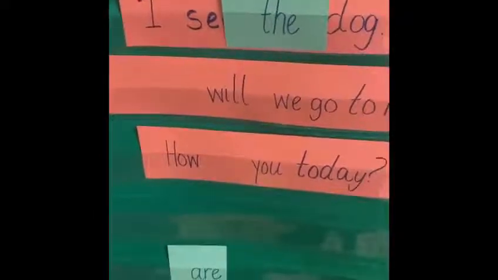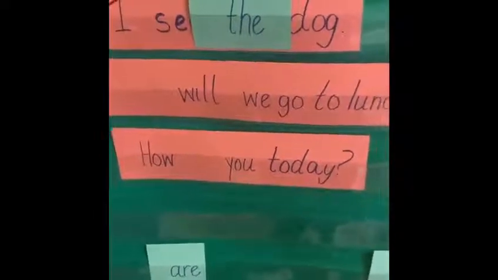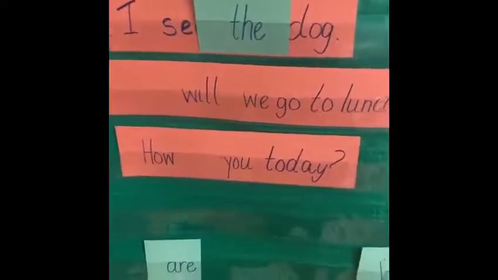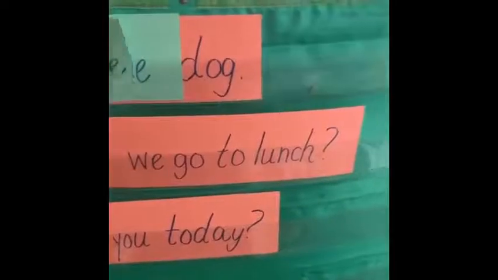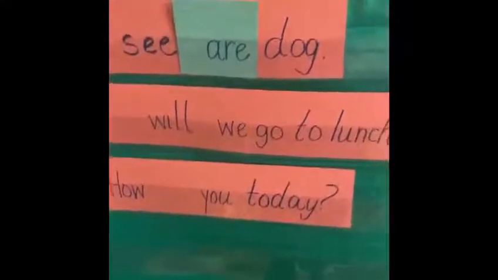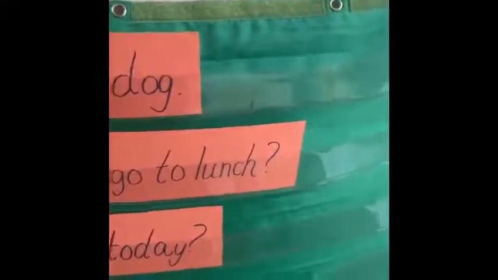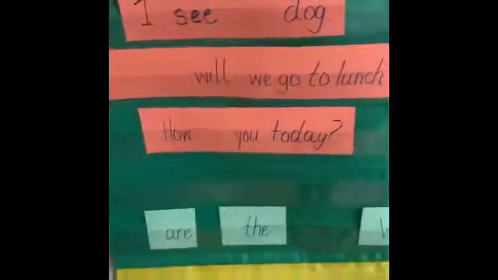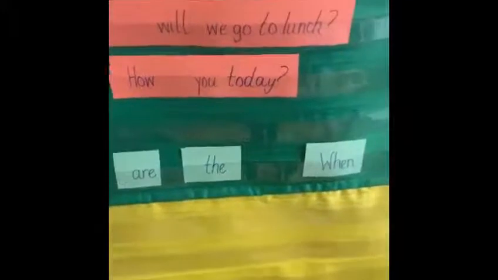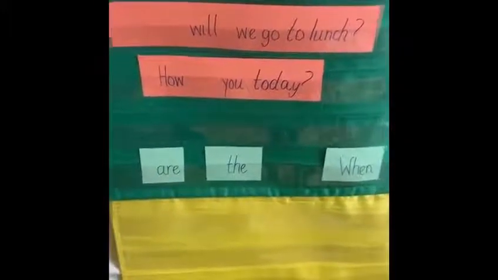And of course, you want to praise them if they get it correct, and then talk about it. Why does this sound correct? I see the dog. Why wouldn't it be, I see our dog? Does that make sense? And of course, they're going to say, no, that doesn't make sense. So let them practice and let them read. Now, I have used sentence strips. Of course, I'm a classroom teacher, so I would use the sentence strips.